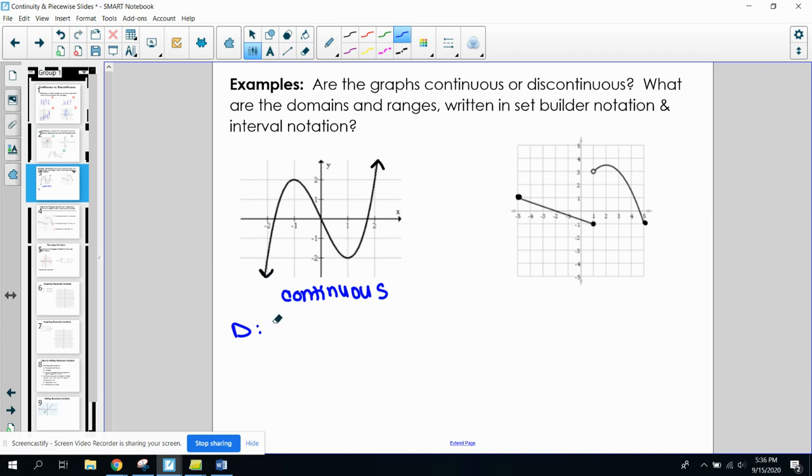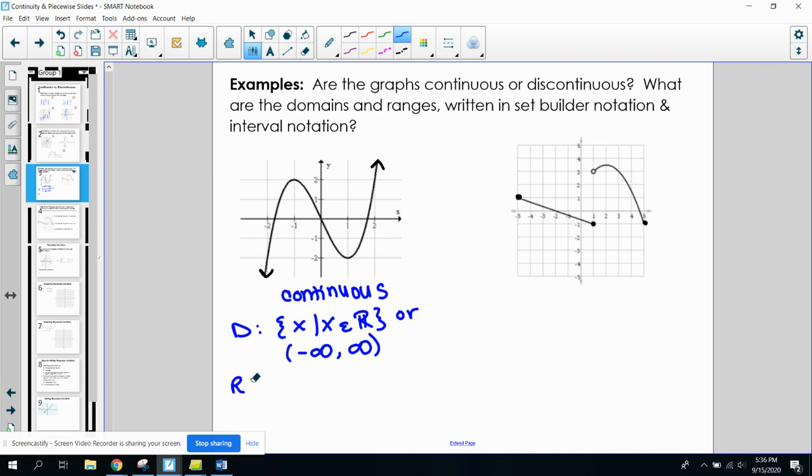So in set notation, we have x such that x is an element of all real numbers, or we can say in interval notation, negative infinity to positive infinity. So I'll put "or" here. So set notation and interval notation.